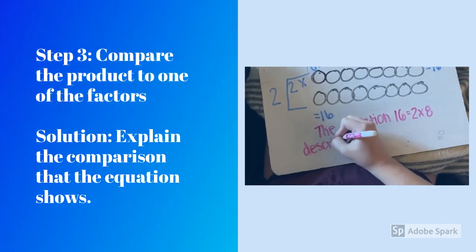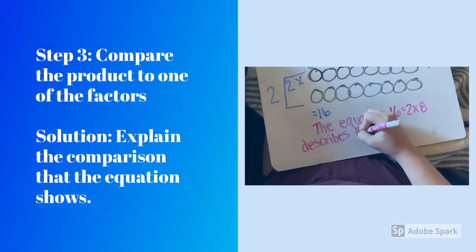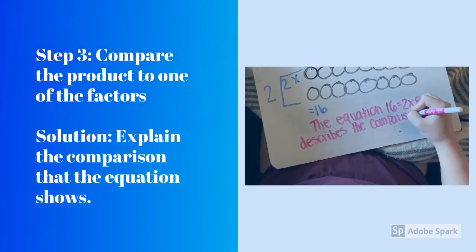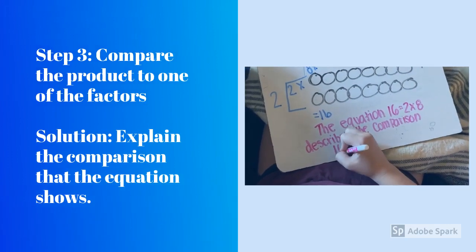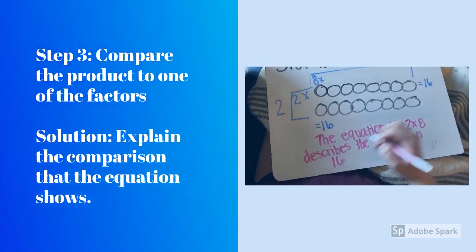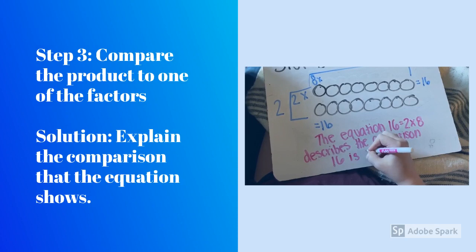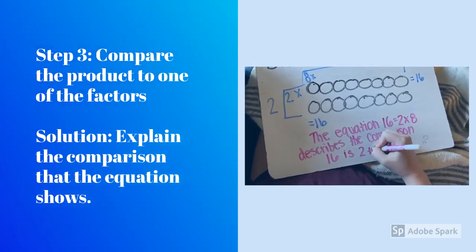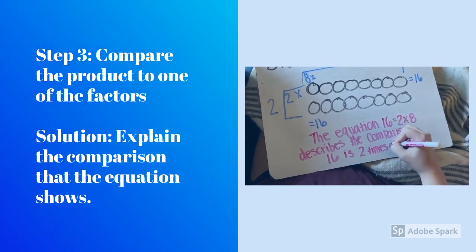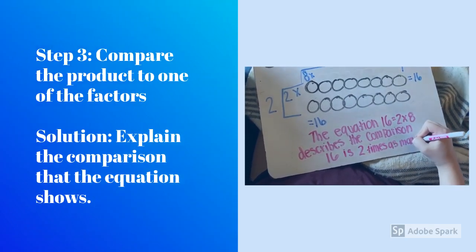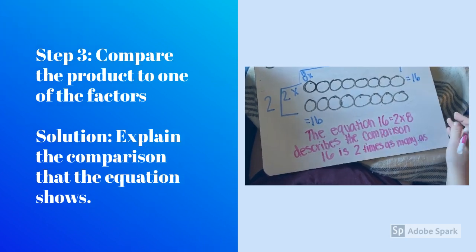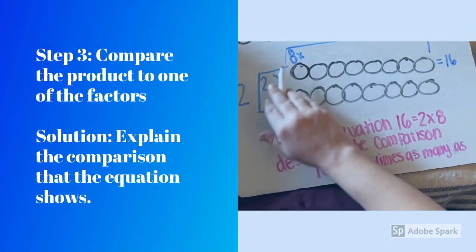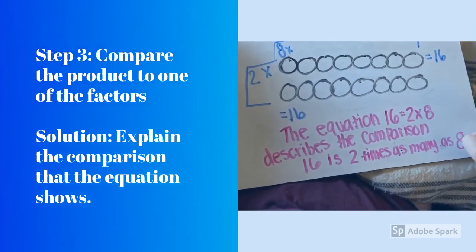As you can see, I am writing it out with my words. The equation 16 equals 2 times 8 describes the comparison. Why? 16 is 2 times as many as 8.